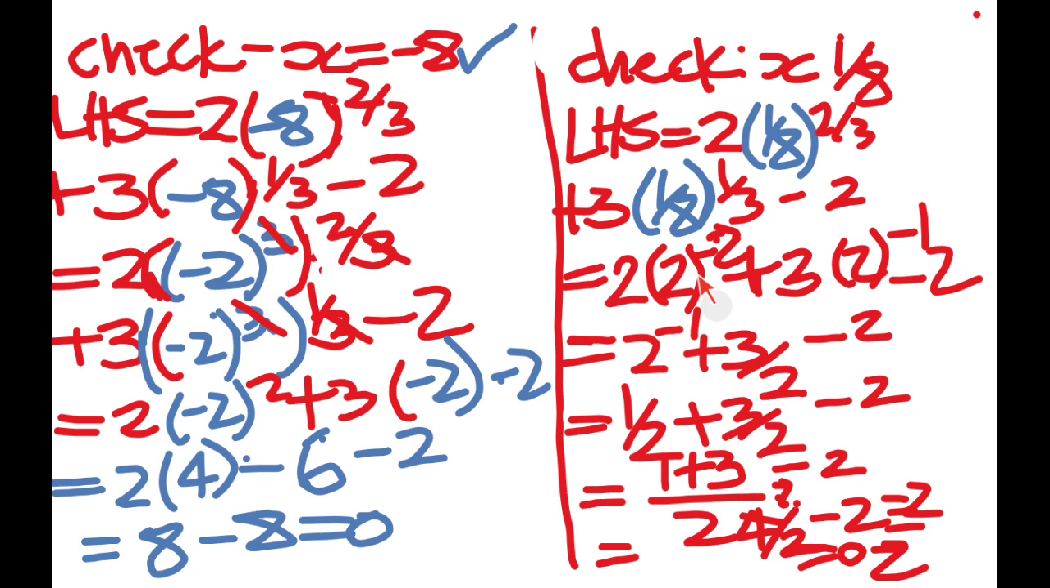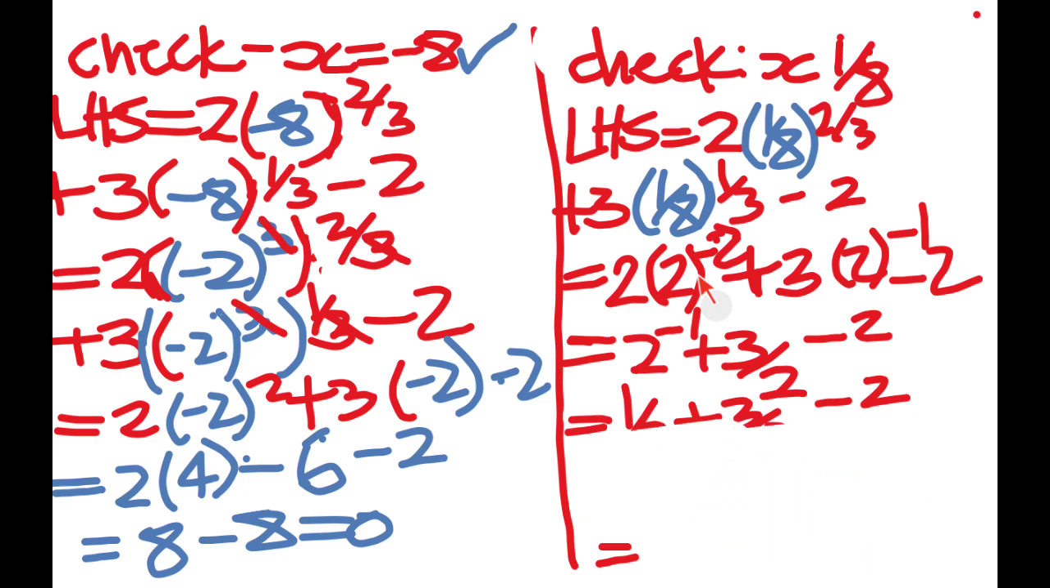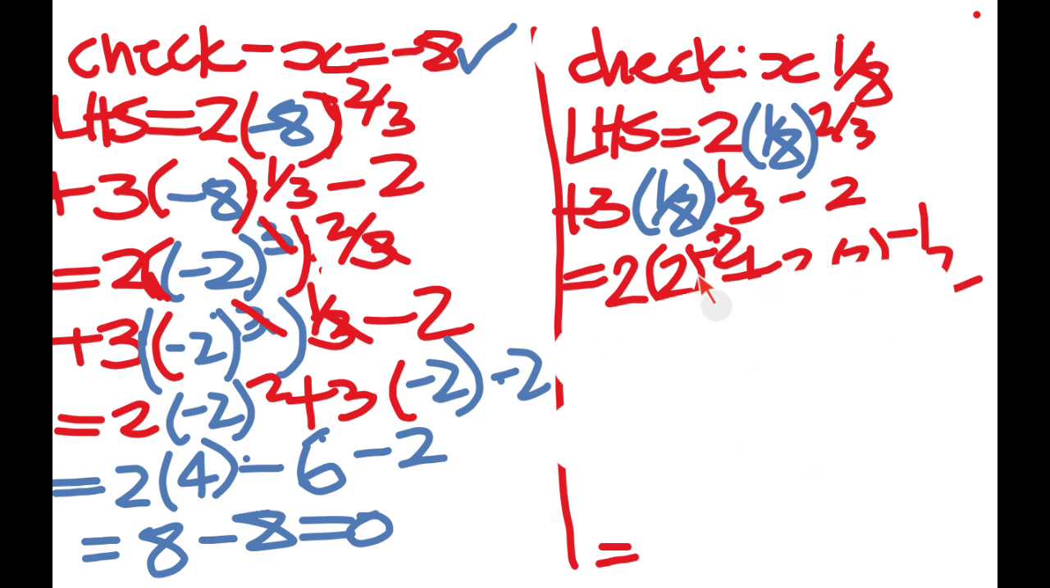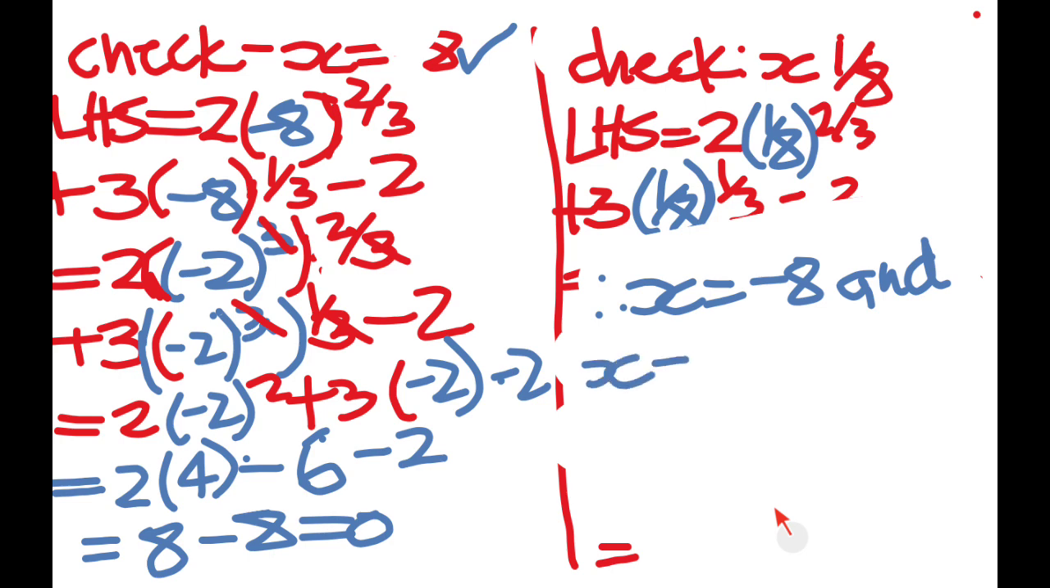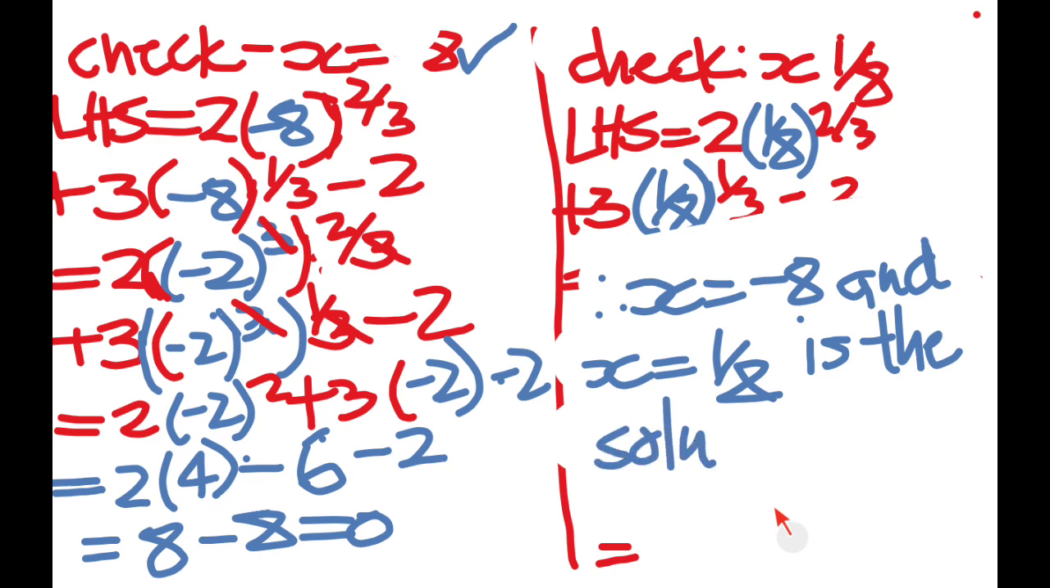So your final answer is therefore, both of them are the solution. Therefore, x equals negative 8 or x equals 1 over 8 is the solution. Both of them give us a solution.